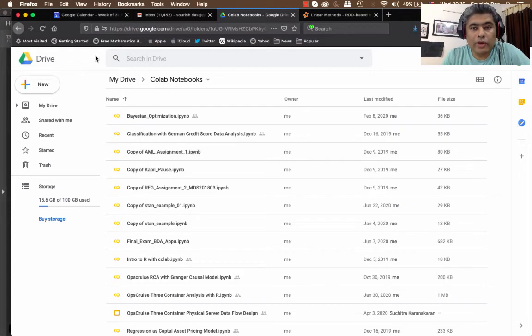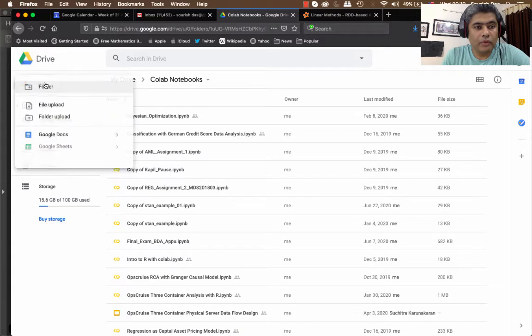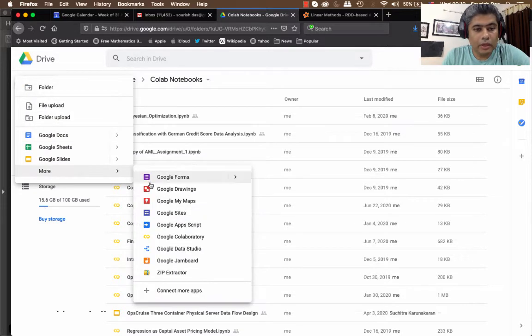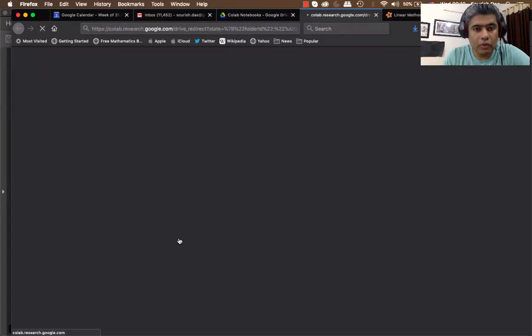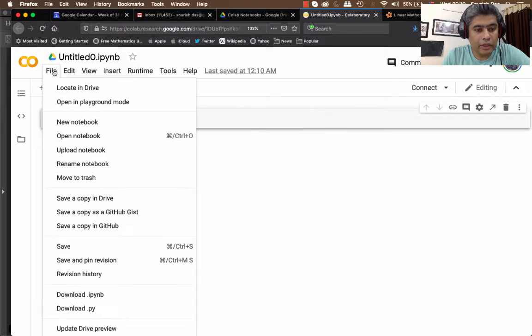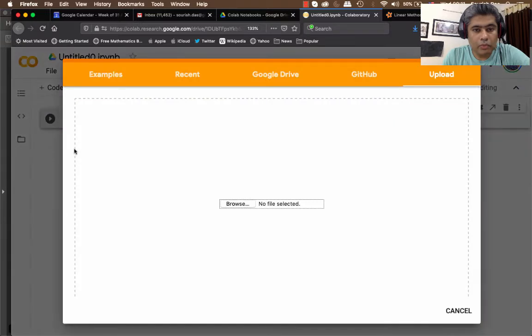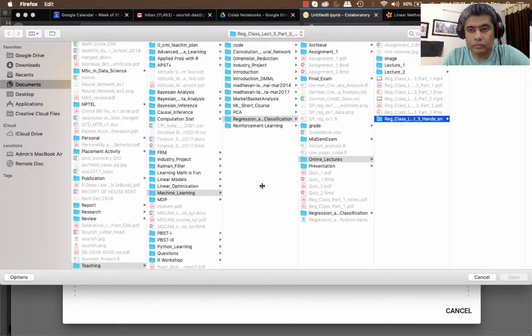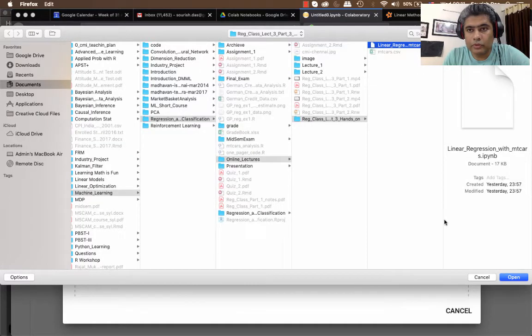So, you have to have a Gmail account, and then in the Gmail account, if you go to New, here you can open a Google Colab. Here in the File menu, you can upload a notebook. So you can choose the linear regression with mtcars.ipynb notebook.